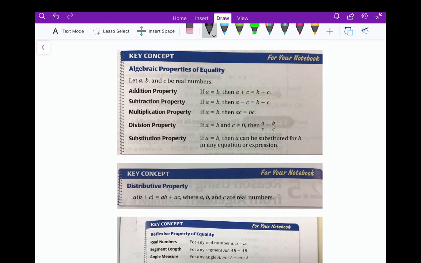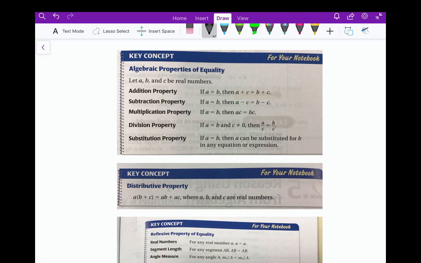So the algebraic properties of equality. The addition property says if A equals B, then A plus C equals B plus C. Subtraction: if A equals B, then A minus C equals B minus C. Multiplication: if A equals B, then A times C equals B times C. Division: if A equals B and C does not equal 0, then A over C equals B over C. And substitution: if A equals B, then A can be substituted for B in any equation or expression.